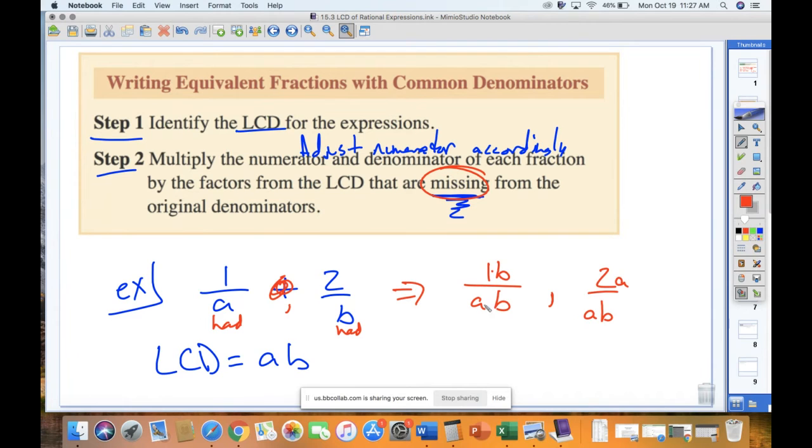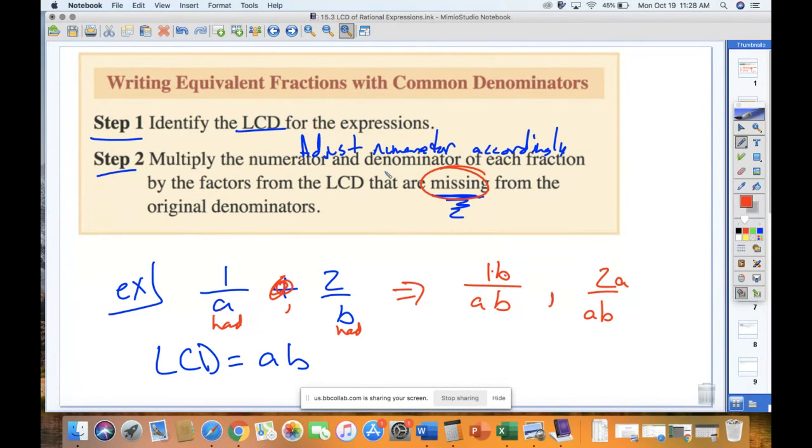We would inspect. Our denominator changed from A to AB. What's the change? Well, we got a B underneath, better get a B on top. We had 2 over B, we had a B, now we want AB. What's the change from B to AB? Well, I had an A added, so I better add it on top. That's what we're saying here.